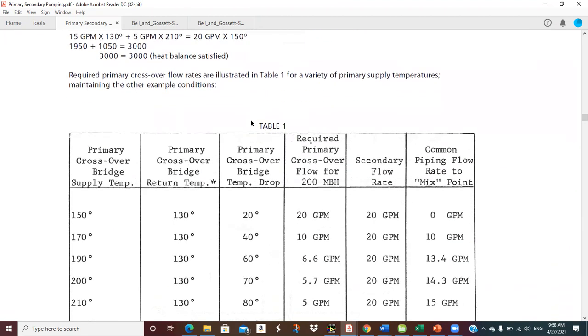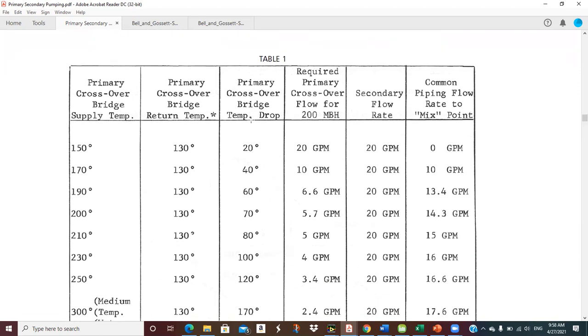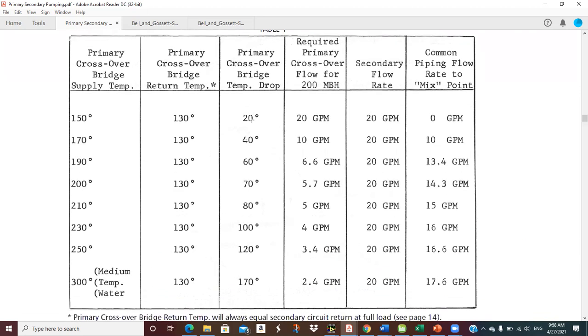Required primary crossover flow rates are illustrated in table 1 for a variety of primary supply temperatures. So here's where we really see the benefit of this. It takes a minute to think about this table, but once you think your way through it, it's pretty simple. Over on the left, we've got the primary crossover bridge temperature. The lowest it could be is 150, because that's what we size the coil for. And the highest he's run is 300.